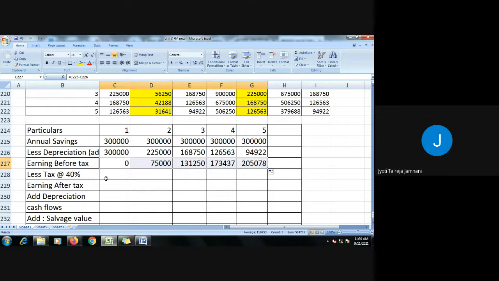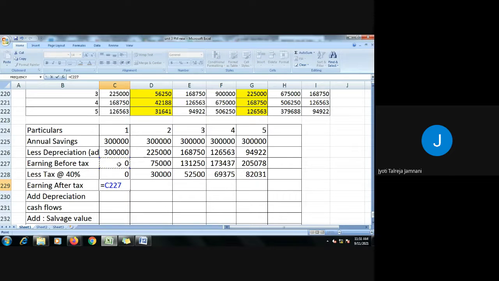So we get the earning before tax. Now we will do earning before tax into tax rate. Okay. Anything you multiply with 0 will become 0. First year you can see that there is no earnings only because the depreciation itself is 3 lakh, and of that 3 lakh your annual savings is totally gone. So first year you will pay no taxes, 0 tax. And for the next year you are going to pay the taxes.